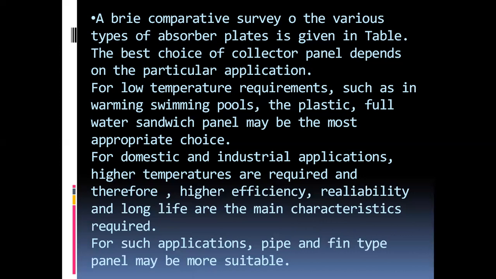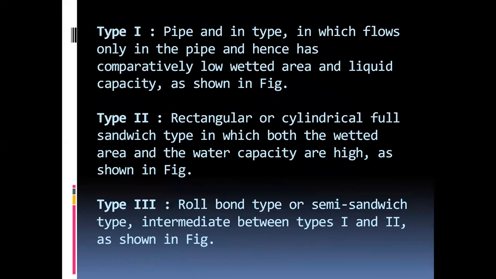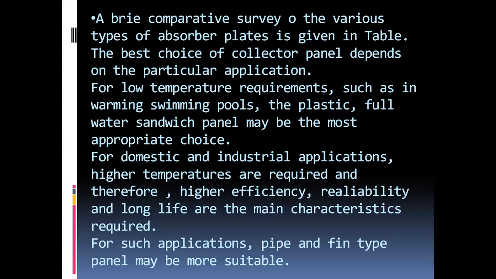Because, as I told, in this we have the partitions and subdivisions also. So what is most efficient for our use and convenience? As I told you, the three types are there. If we want low temperature, not high temperature, we have to use the sandwich panel; it will be the appropriate choice. And if we want high temperatures for industrial or domestic applications, it should be long life, high temperature, and efficiency should also be more. For those applications, we will use pipe and fin type panels, which are more suitable.